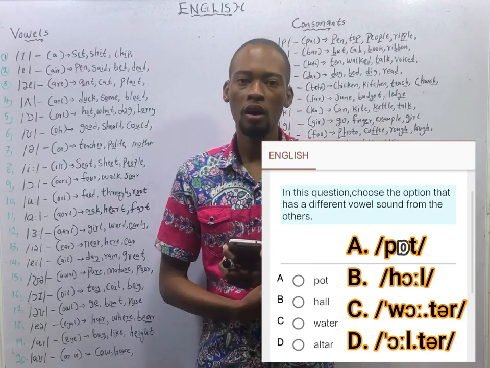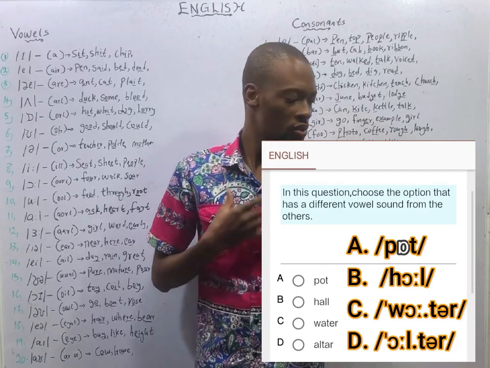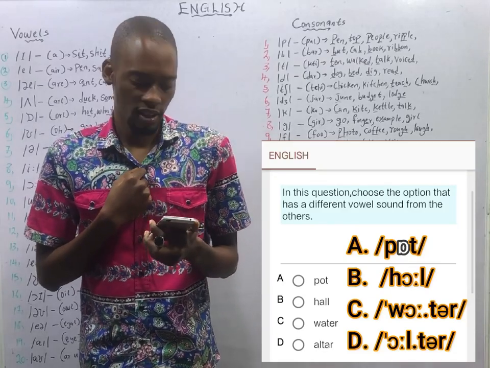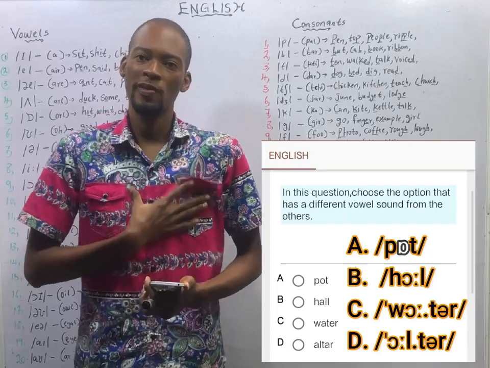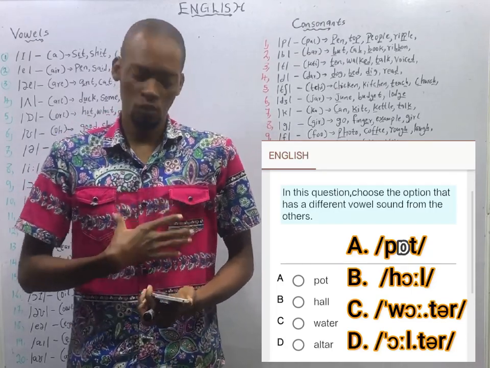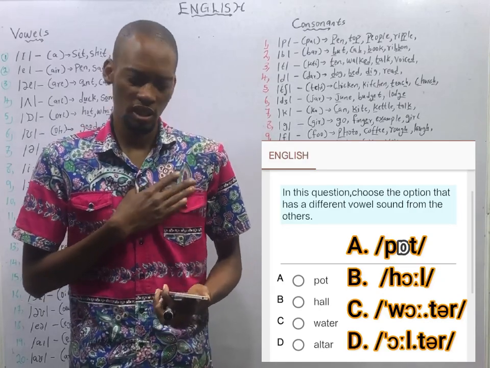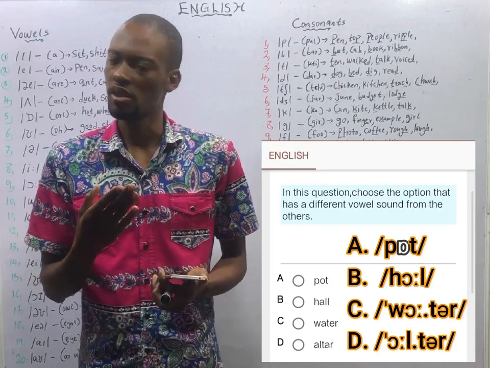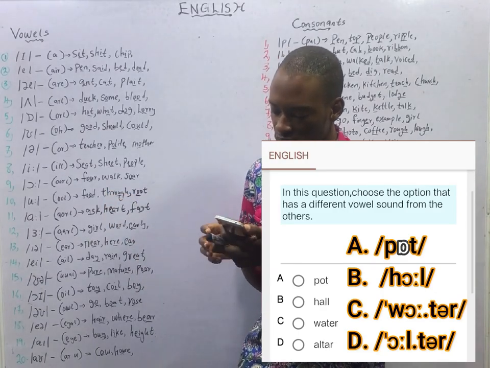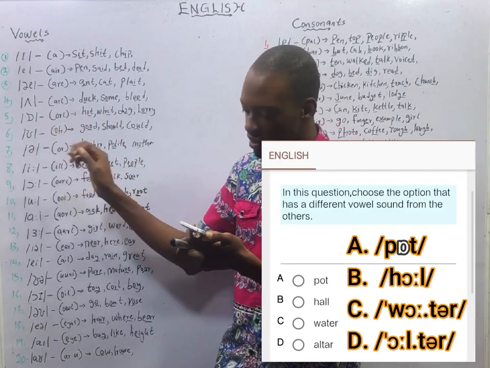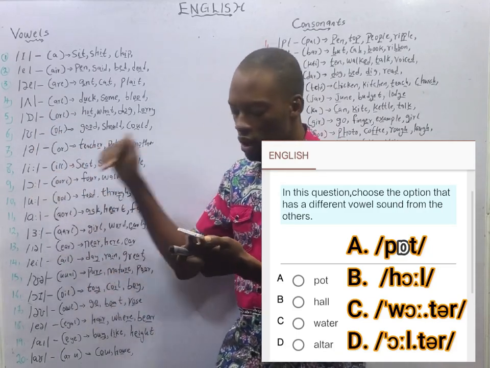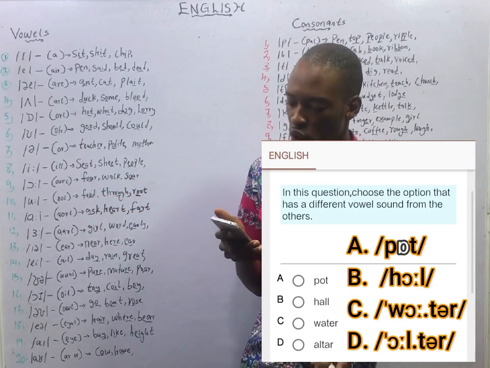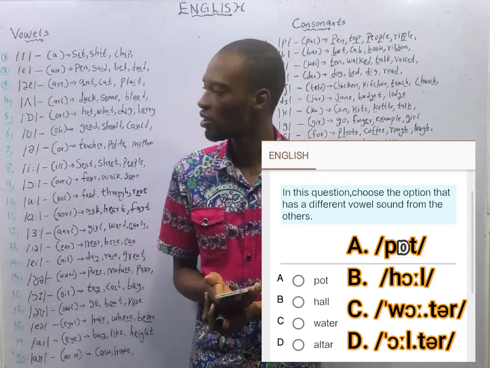Say pot, then say hall: pot, hall. You notice that when you say pot, there is less effort. But when you say hall, water, altar, you see, it's making you vibrate. So any word you pronounce with that vibration is obviously a long vowel sound because you need more effort to say it. Hall has the long sound, pot has the short o sound, water has the long sound, and altar has the long sound. What does that mean? Option A has a different vowel sound.